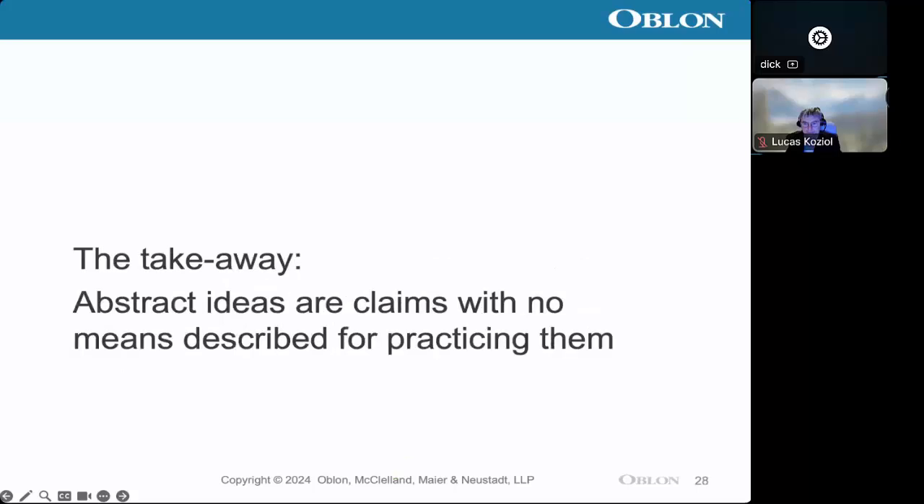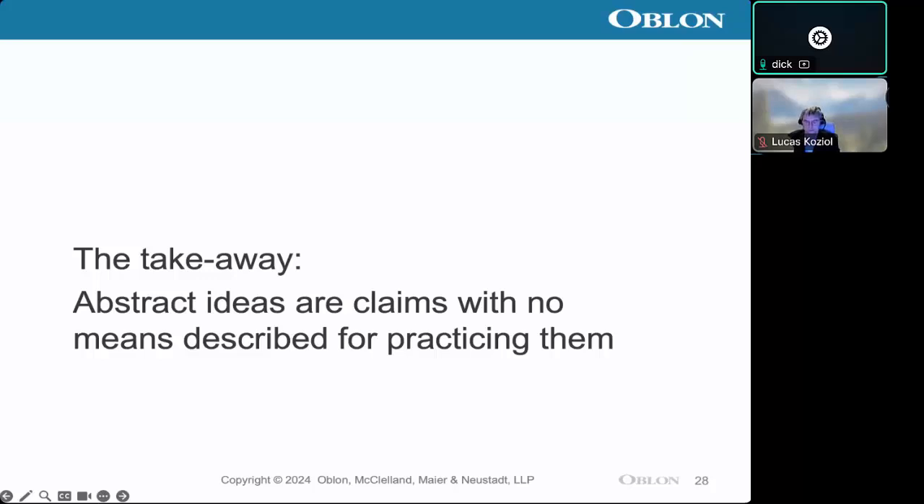The takeaway should be for you, but really, to decide whether a claim's to an abstract idea or not, you have to look at the claim and say, is there a means described for practicing the functional language? Now, you have to also do a claim construction to make sure that the claim terms that are used, in fact, would be interpreted to be such a means. But if there is no means described, which would allow one to make the device or to practice the invention, then it's an abstract idea.